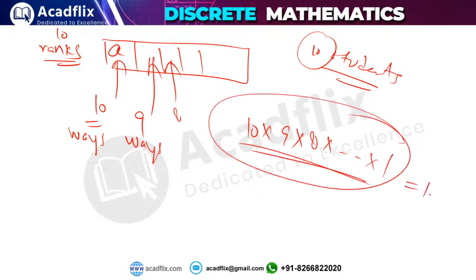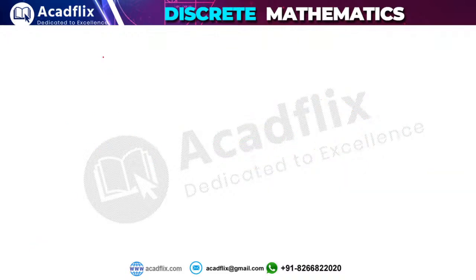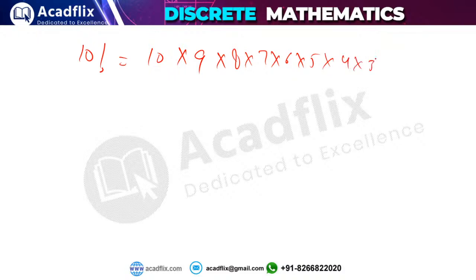This is called 10 factorial. This we will write like this, 10 factorial. Basically this number, 10 into 9 into 8 and so on till 1, this we will write as 10 factorial. So what is 10 factorial? Let me write it. 10 factorial is nothing but 10 into 9 into 8 into 7 into 6 into 5 into 4 into 3 into 2 into 1. This is your 10 factorial.